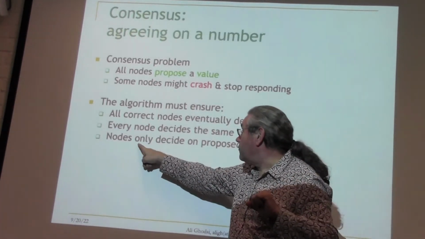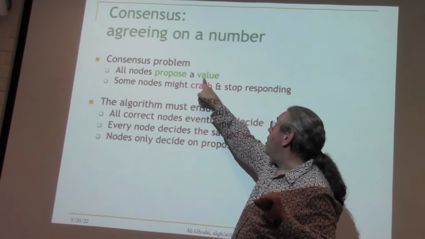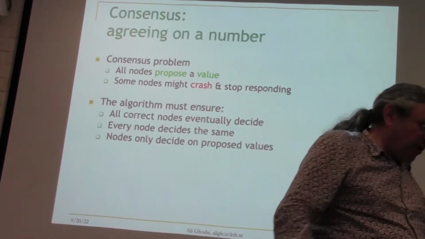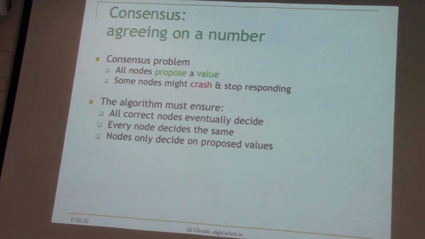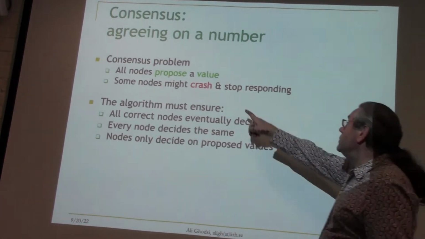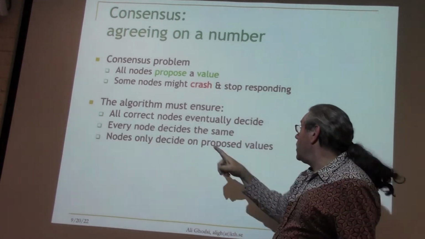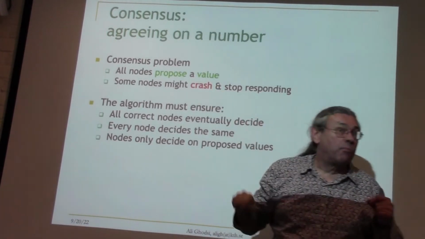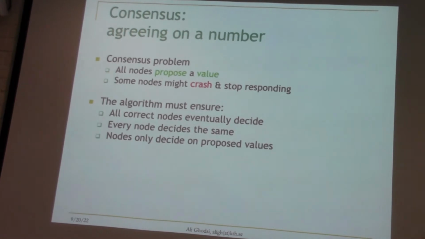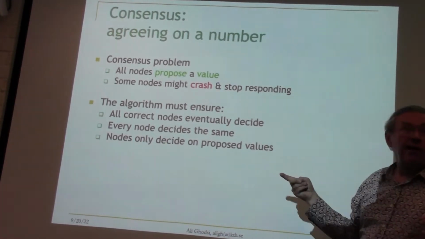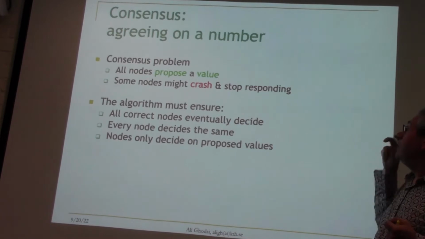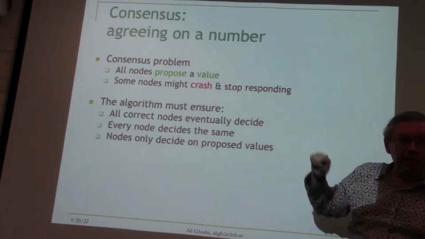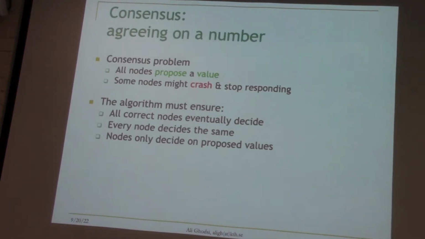And they only decide values that have been proposed. Otherwise, it's easy, yeah? They all decide on 0. Well, what if nobody proposes 0? Then you can't decide on 0. You have to decide on a value that was actually proposed. So that makes it hard. These three properties together make it hard, okay? This is a hard problem. How do you make an algorithm that does that? And this is a very important problem.